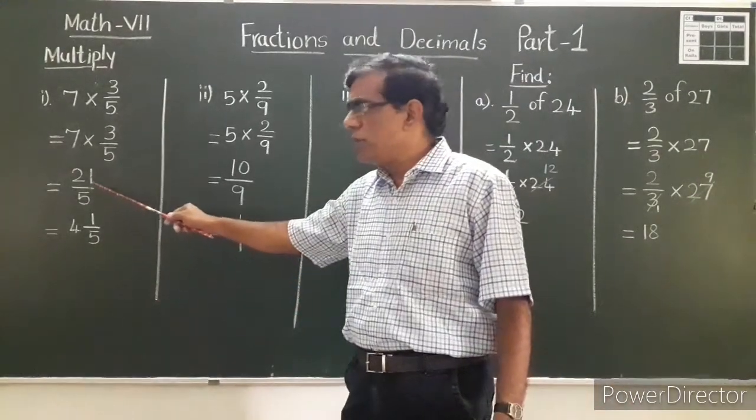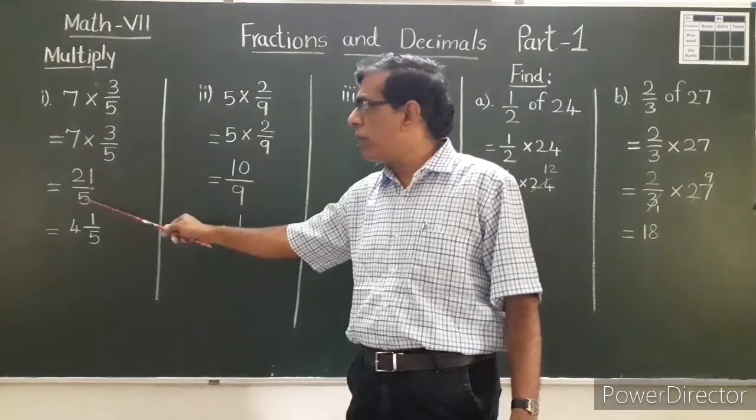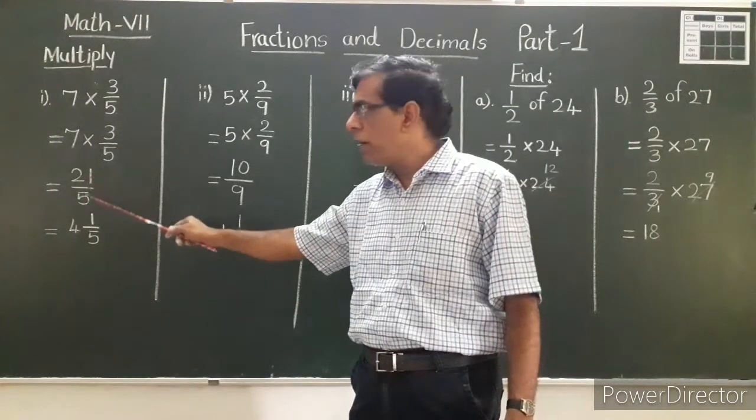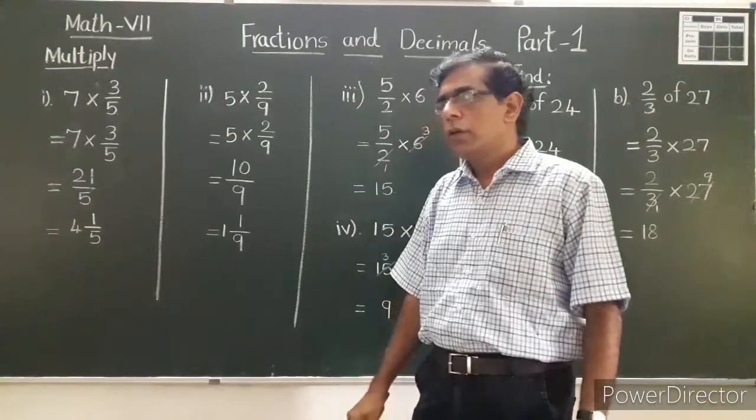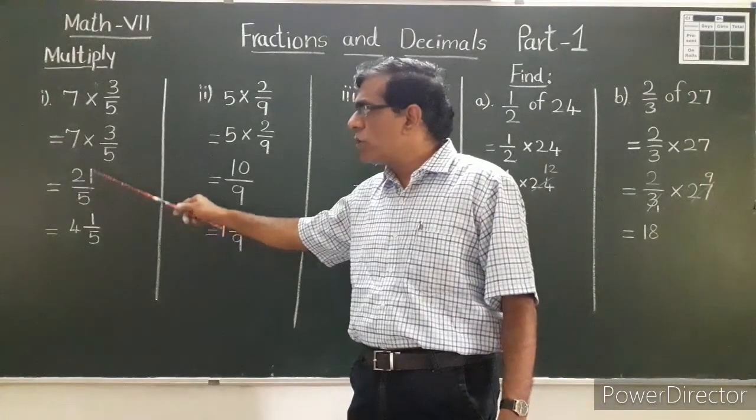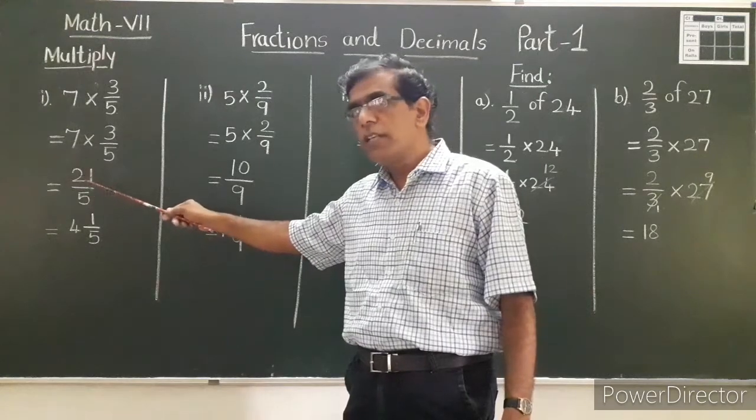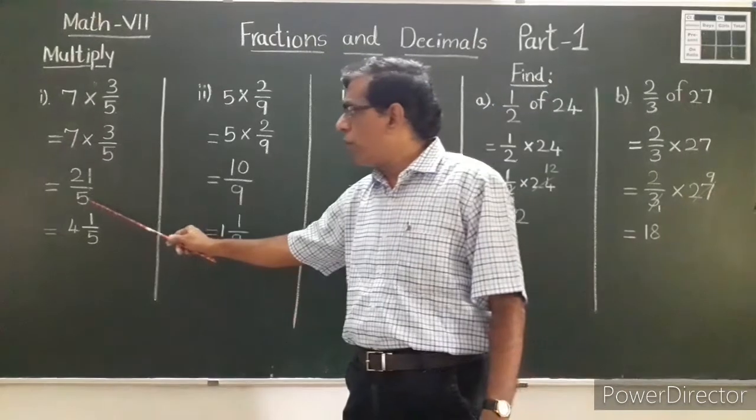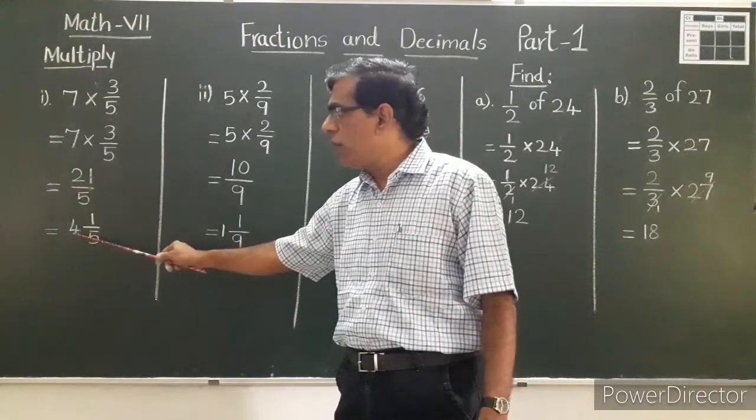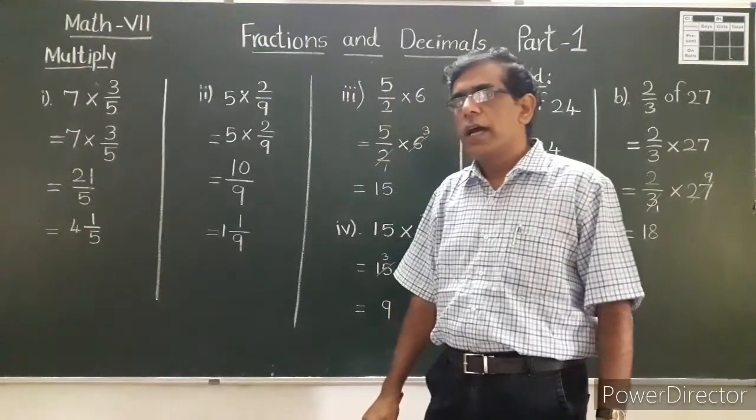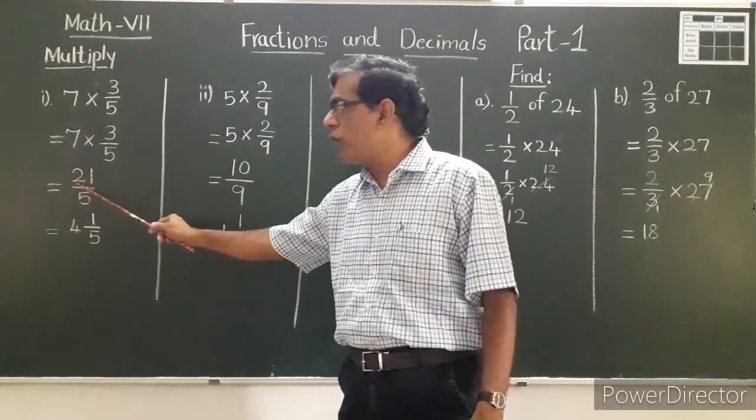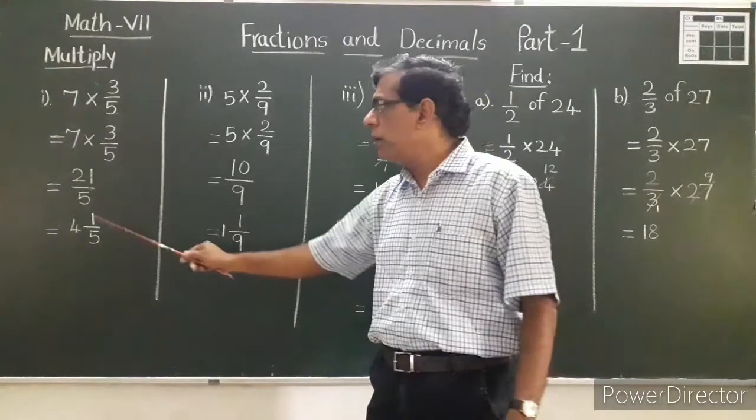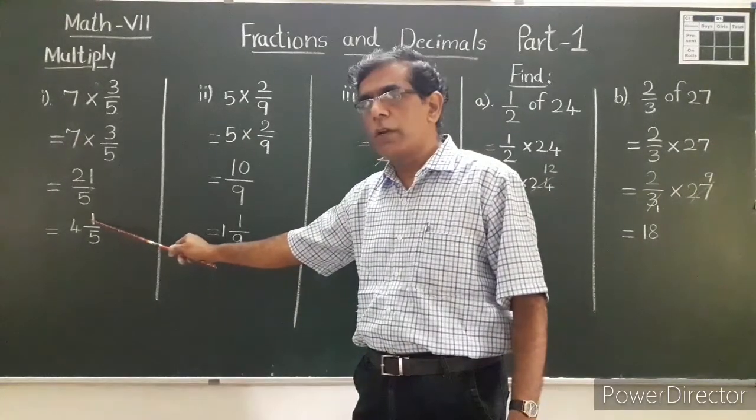Now this is an improper fraction, children. 21 by 5 is an improper fraction because the numerator is more than the denominator. So that's why I will convert it into a mixed fraction. 5 4s are 20. I subtract that 20 from 21. The remainder is 1. That remainder comes to the numerator place here.